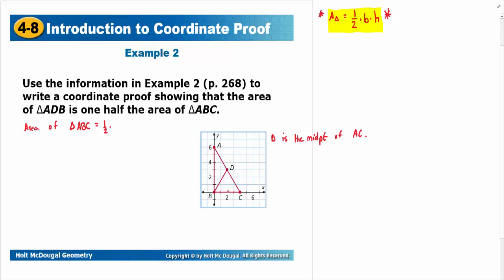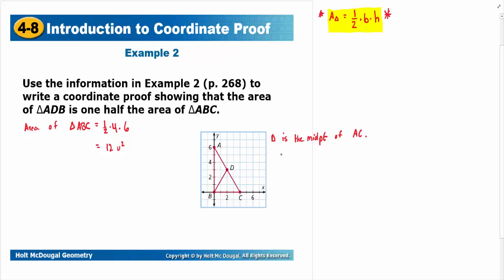So this is going to be 1, 2, 3, 4. So the base here is 4. So it's going to be 1/2 times the base, which is 4, times the height, which goes up to 6. So that's going to then equal 2 times 6, or 12 units squared. So I have the area of that triangle.